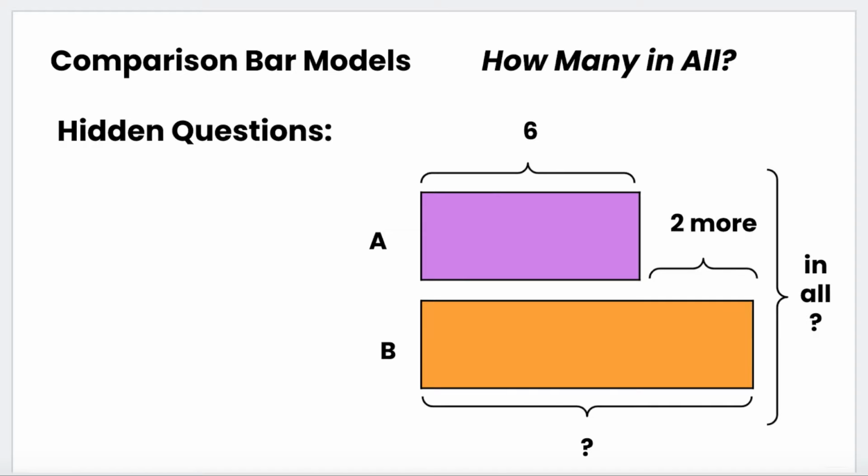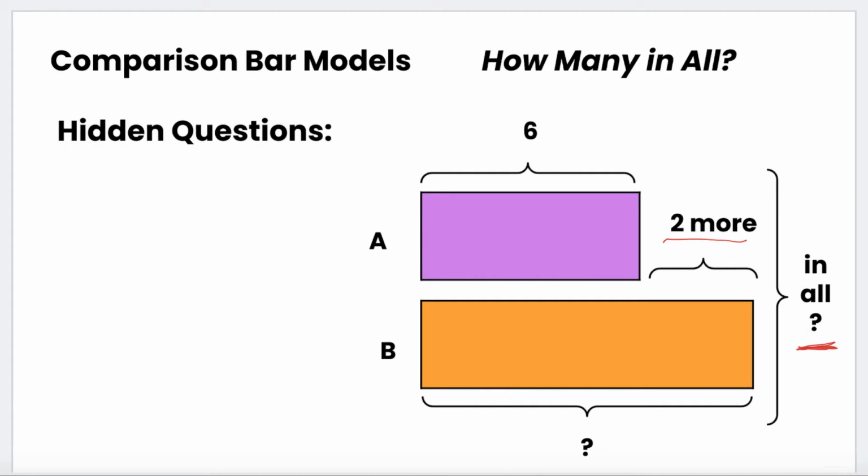Now, some questions that we can be asked that involve creating a comparison bar model is, how many of each item are there in all? Now, I'm going to stick with using Starburst as an example. So again, I have 6 purple Starbursts, and here I can see that I'm missing a value for the greater amounts. But what I do know, and what the problem might actually tell me, is that there are 2 more orange Starbursts.